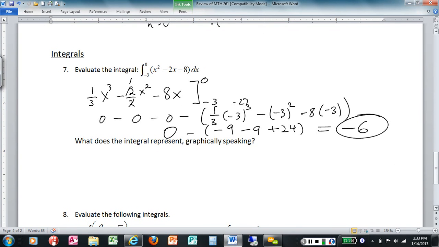Okay, now, what does that represent? Graphically speaking. Well, if I graph that x squared minus 2x minus 8 graph, here's what it looks like. Something like that, right? Is that what y'all get? Where this is negative 3 right about here.